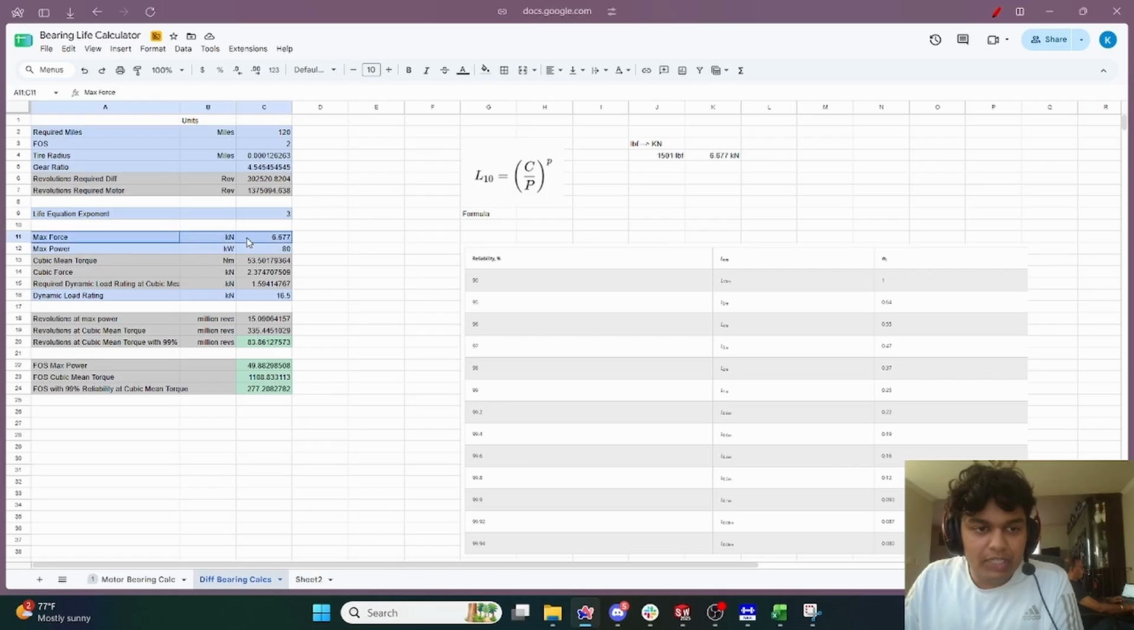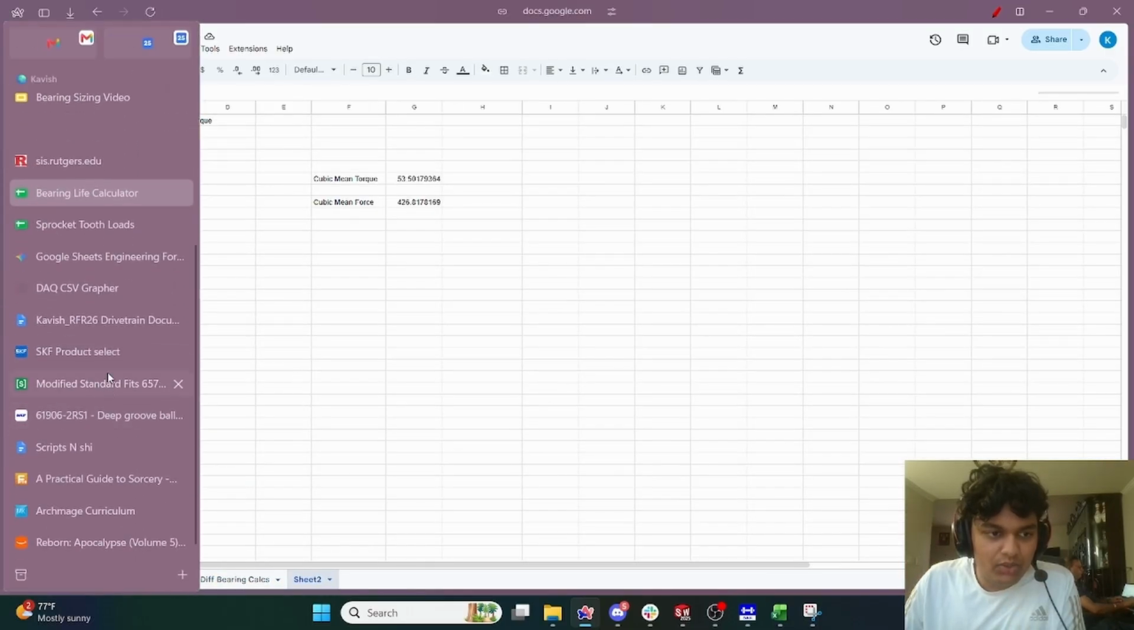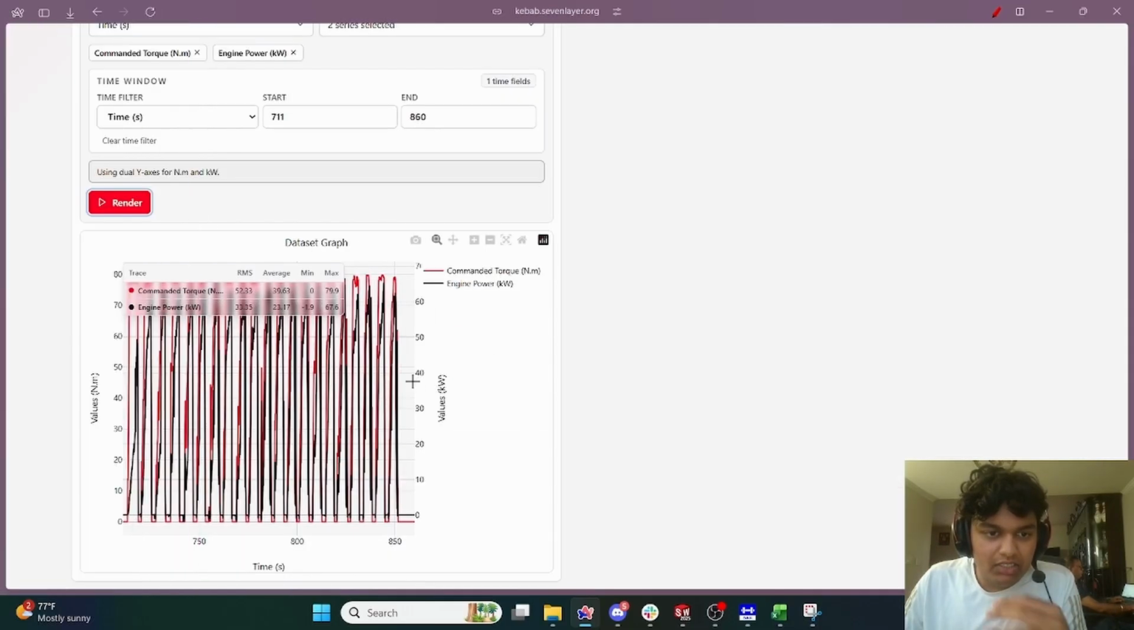And then this max force is basically the maximum amount of load that's going to be expected on this bearing. So 1500 is the load, put into this 6.677, put it into here, and this is at max power. You don't really need to worry about that. And then this cubic mean torque, we have data for that. We did drive days in Michigan, and that told us the RPMs, power usage, and torque usage versus time based on our driver. This is probably some of the best data that we have, because we don't have too much data.